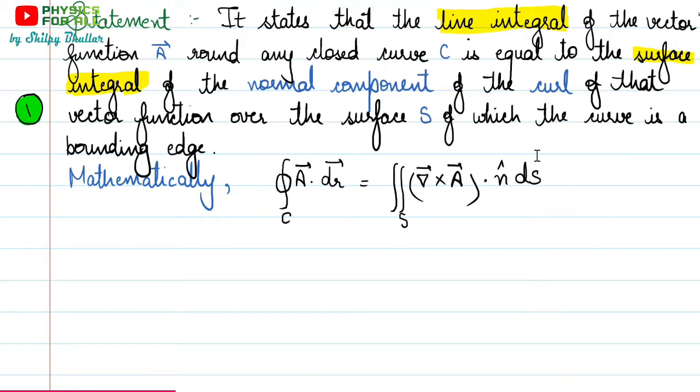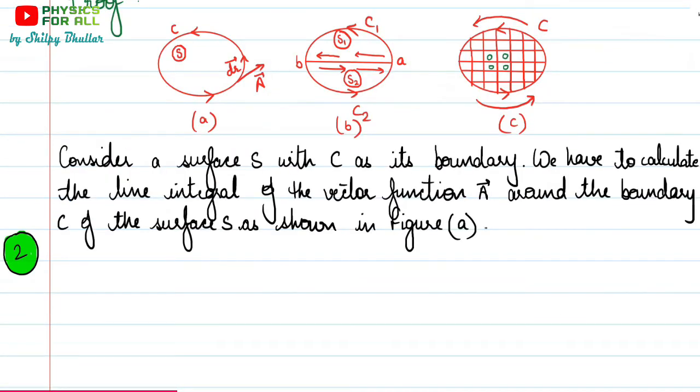Now let's start with the proof. Let's consider a surface S with C as its boundary. You can see the figure A, which represents that we have a boundary, a curve C, which is a closed one, and it is enclosing some surface S. And being a curve, C would have the vector dr associated with it, because we have to take the line integral if we are talking of that curve. To find the value of vector function A over the curve, we have to find the line integral. So you can see the vector dr and the vector A as well.